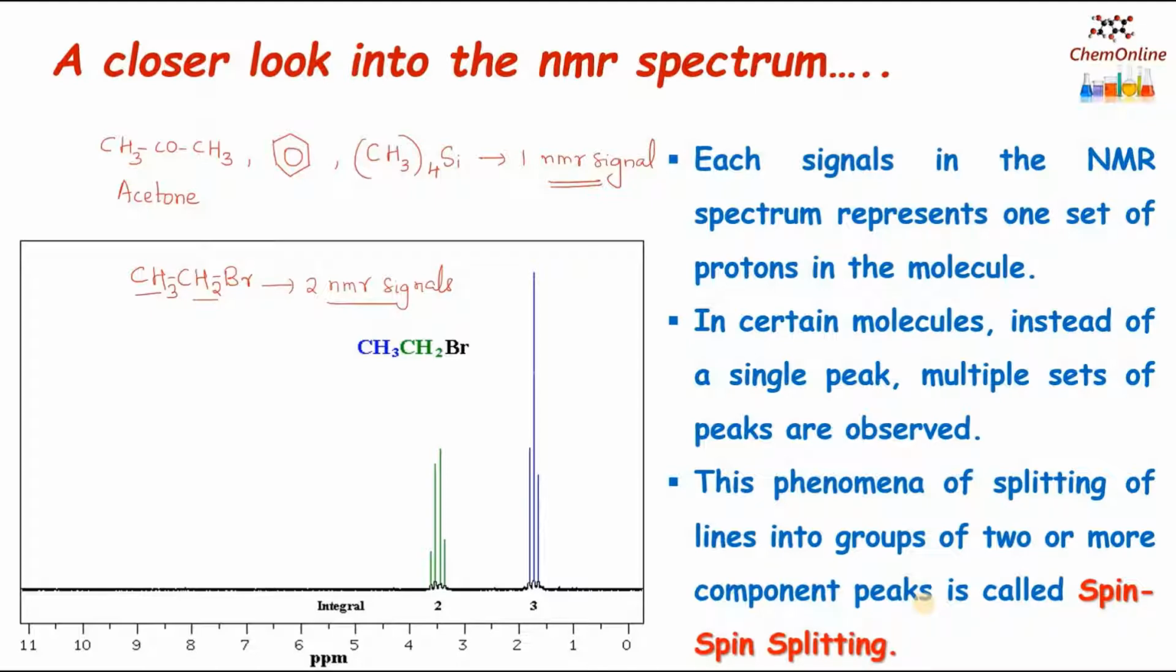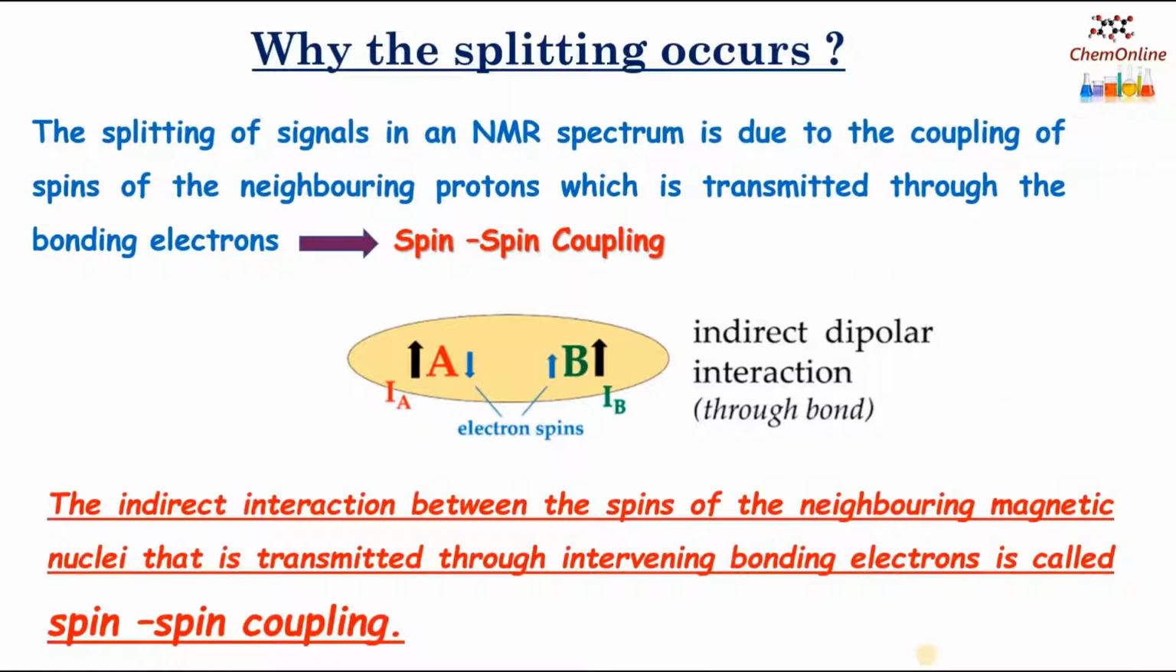Now let's see why such splitting of lines occurs in an NMR spectrum. The splitting of lines in an NMR spectrum is due to the coupling of spins of the neighbouring protons, which is transmitted through the bonding electrons. And this is known as spin-spin coupling. So let's see what is meant by the coupling of spins or spin-spin coupling.